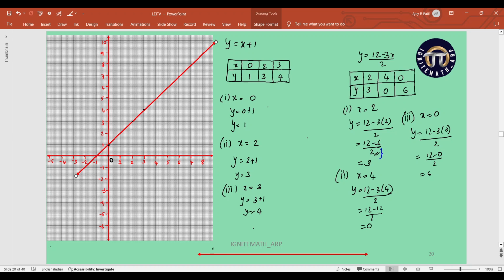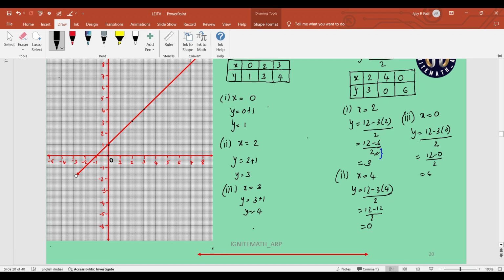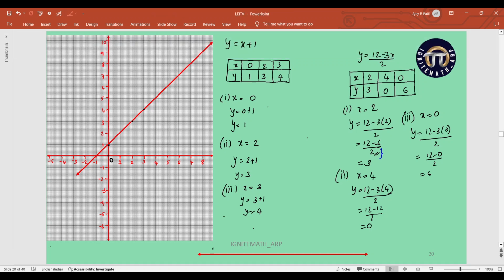Okay, so now see the second equation. So here x equal to 2, y is equal to 3. Where is x equal to 2, y is equal to 3? Let us plot it, children. Okay, 2 and 3. This is the point. Here, if you observe, this will be the point of intersection, since both of them are the same.